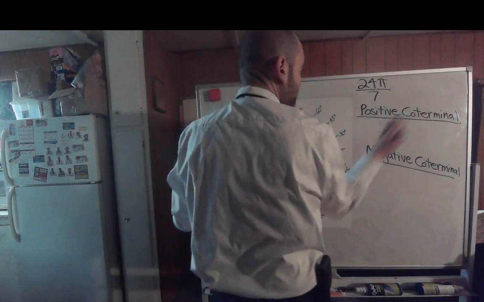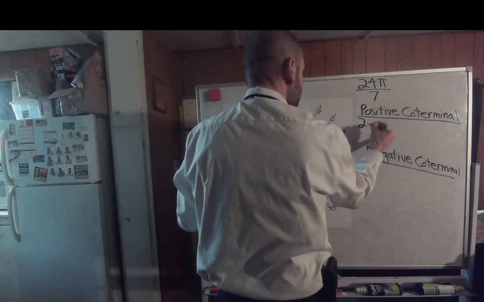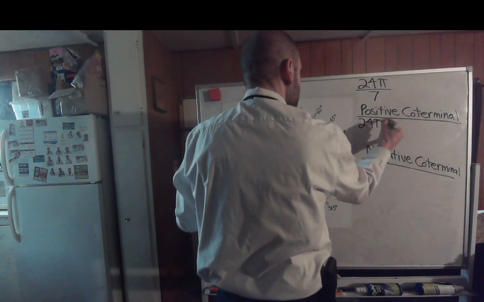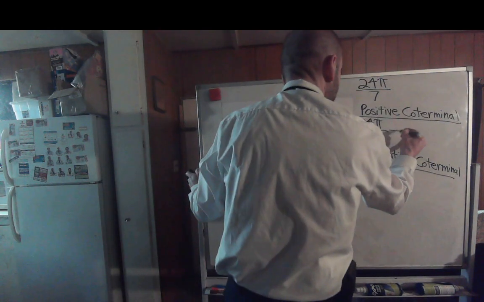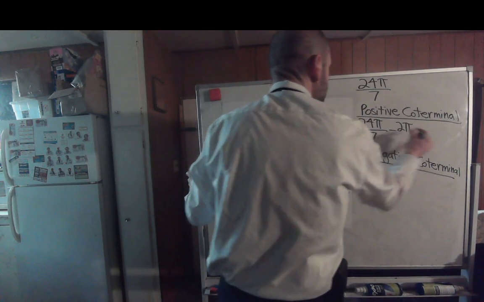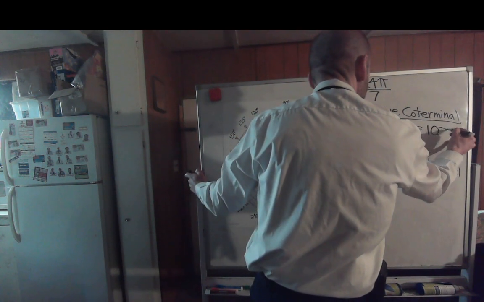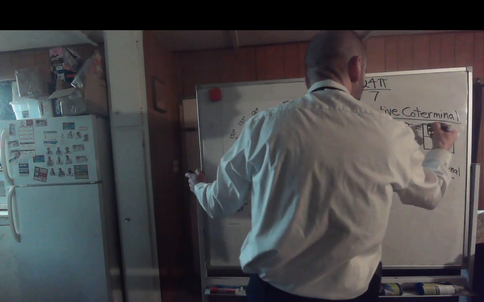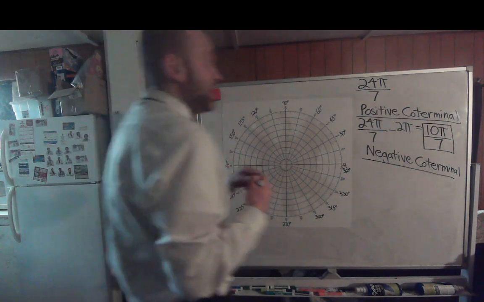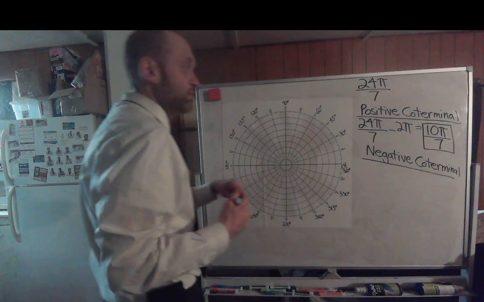So let's find a positive coterminal angle by subtracting 2 pi from this. So 24 pi over 7 minus 2 pi, which would be minus 14 pi over 7, that would give me 10 pi over 7. So 10 pi over 7 is definitely a viable positive coterminal angle for this.